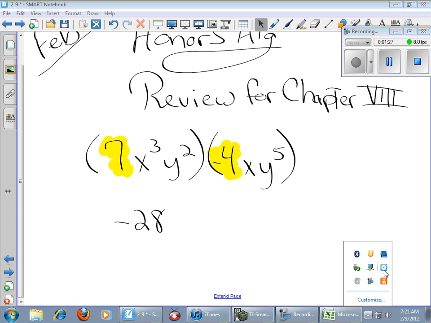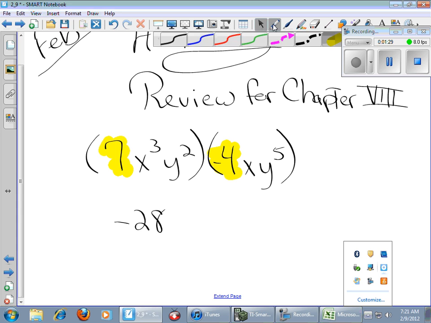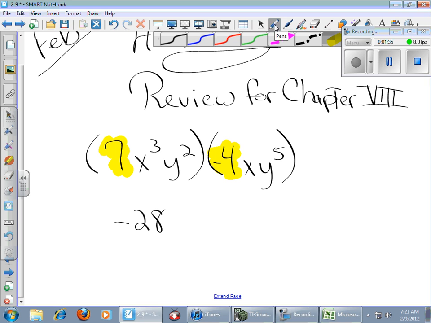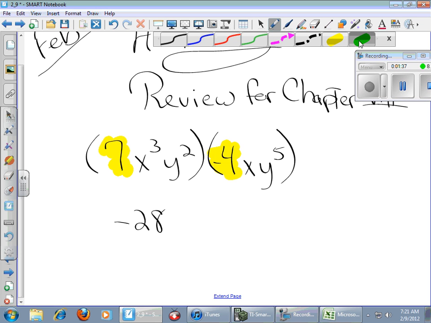All right, next I'm going to multiply my x's, and it looks like I have an x cubed. I'm trying to find my floating tools. They're not showing up. Maybe I'll pause my video and look for them. Okay, I found my floating tools. I'll be using them shortly. All right, let me get the green highlighter.